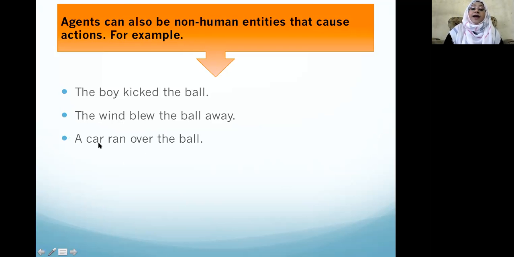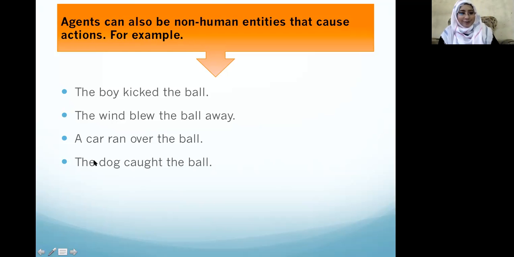A car ran over the ball. Again, a car makes something happen to the ball. This car is non-human, still we can call it an agent. So in this sentence, the car is the agent. The dog caught the ball. The dog is non-human, but it is able to catch the ball, right? So in this sentence, the dog is the agent.